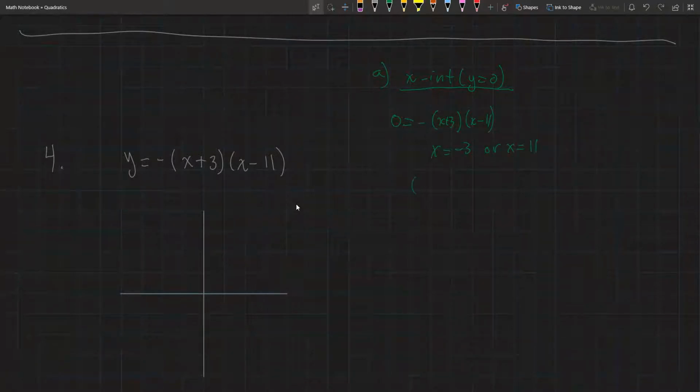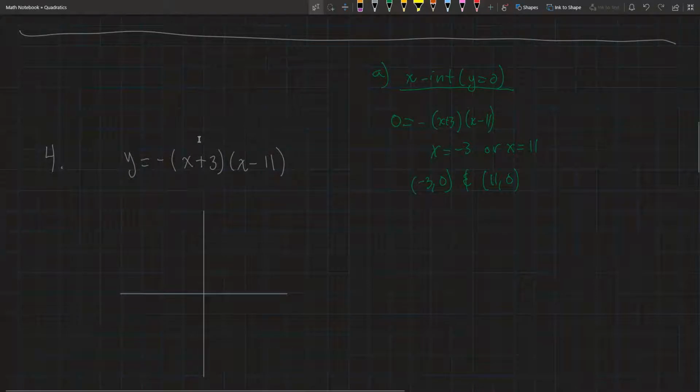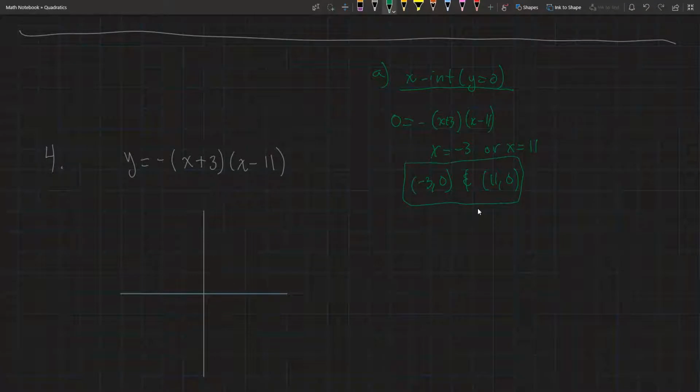But remember the points are -3, 0. And the other point is 11, 0. And hopefully I'm going to encourage you to go from this equation straight to these points. You don't even have to show all that work. If you can see that visually, it'll save you some time. And I'll start plotting that information. As I'm showing all my work, I want to show this every time. I guess I will do that in the next one.